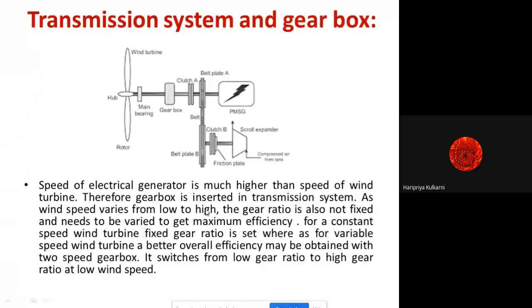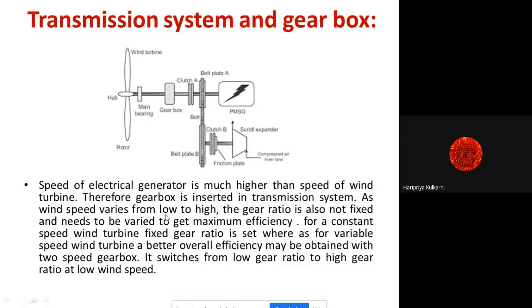So the speed of the electrical generator is much higher than the speed of a wind turbine, right? So we have to give that much speed to the generator so that it will give us the output power. Therefore, we need to amplify the speed that we have received from the natural air. Therefore, the gearbox is inserted in the transmission system.